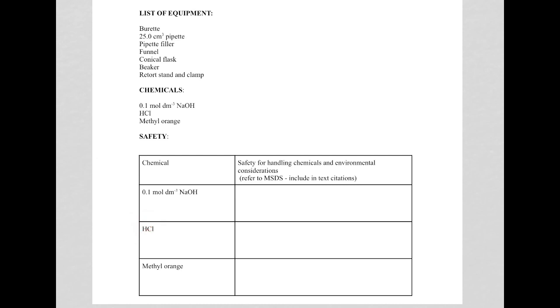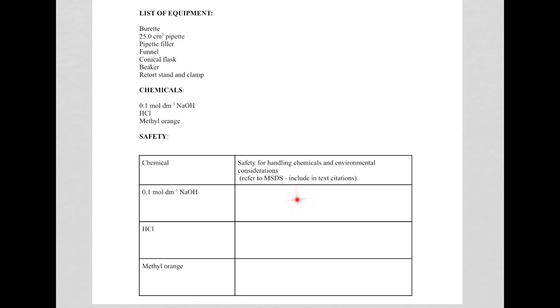For HCl, we don't know the concentration, so you have to mention general safety when using HCl, as well as methyl orange, which is our indicator. And you include the safety as well as the environmental consideration, which involves what precautions you're going to take to discard it properly. So there are some chemicals that should not be discarded in the sink. They should be discarded in special bottles. So include that as well.